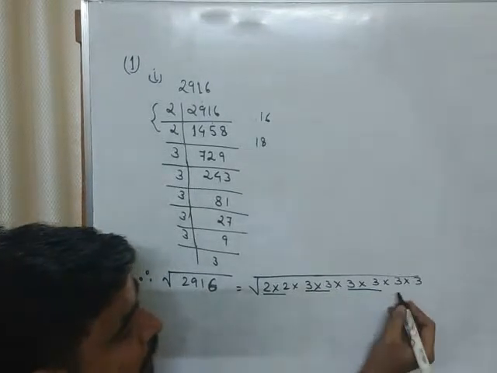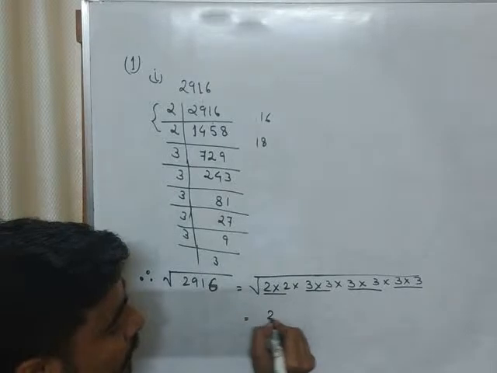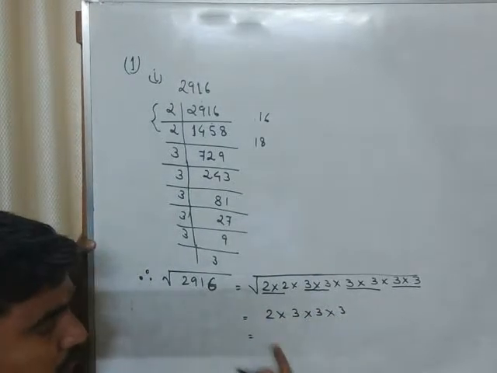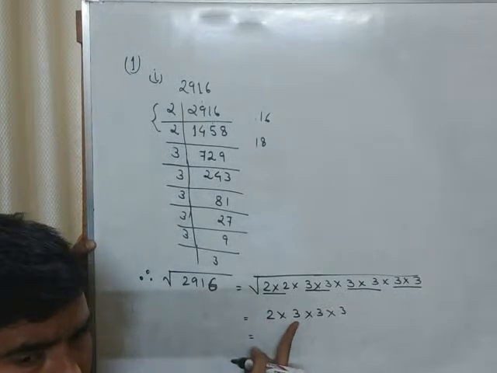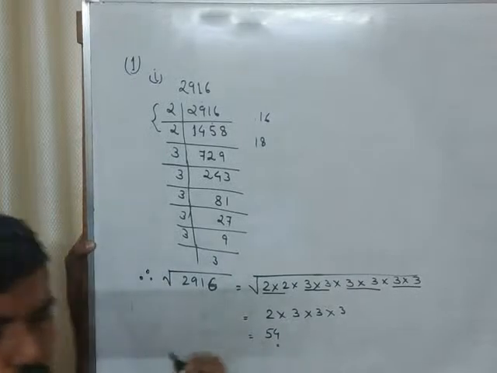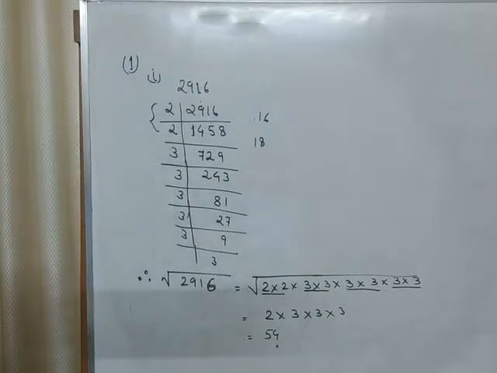Among these 2 threes, 1 3 will come out, and among these 2 threes, 1 3 will come out. So 2 into 3 into 3 into 3. 2 into 3 is 6, 6 into 3 is 18, 18 into 3 is 54. So the square root is 54. Clear everyone?